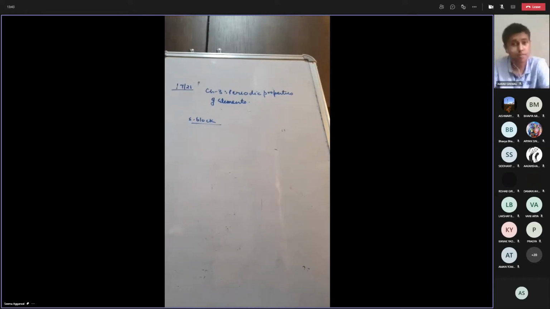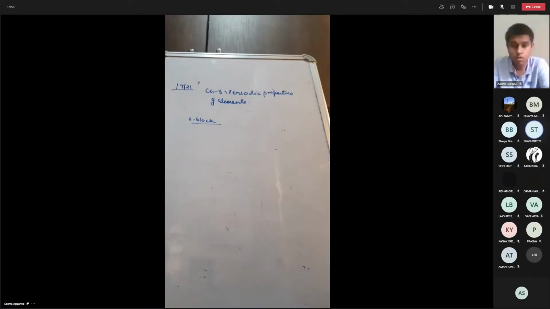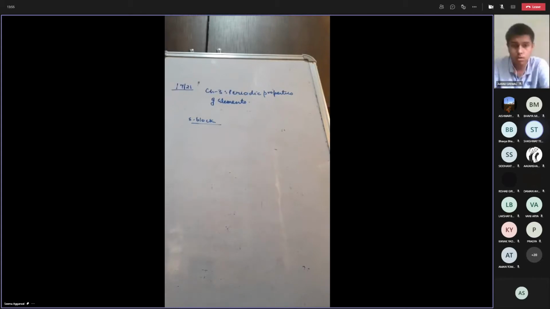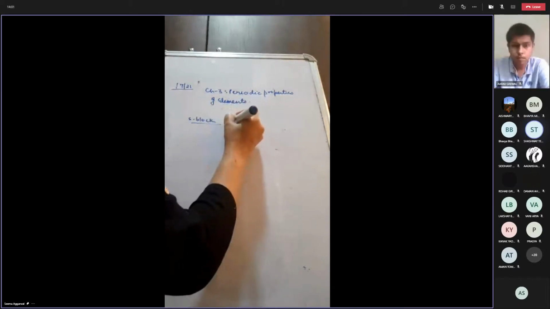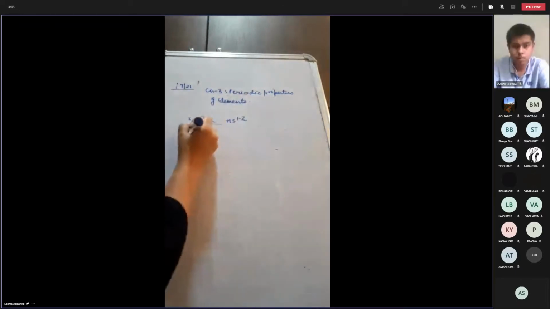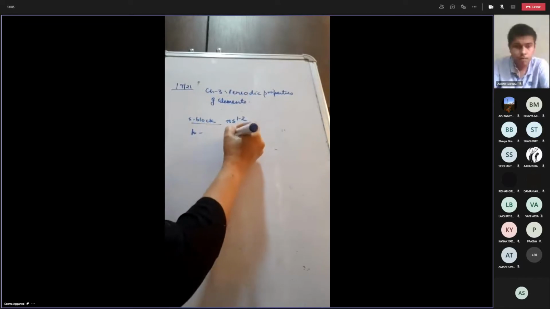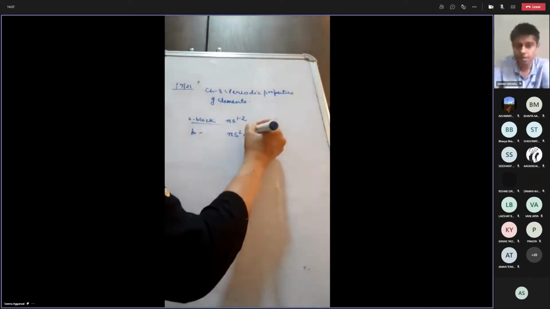Okay, next, Shashwat, can you tell me the general configuration of an element of the s block? They will be alkali or alkaline earth metals. Yes, but what is the electronic configuration? They will have 1 or 2 electrons in their outer shell. The configuration is ns1 to 2. For p block elements we have done ns2 np1 to 6.